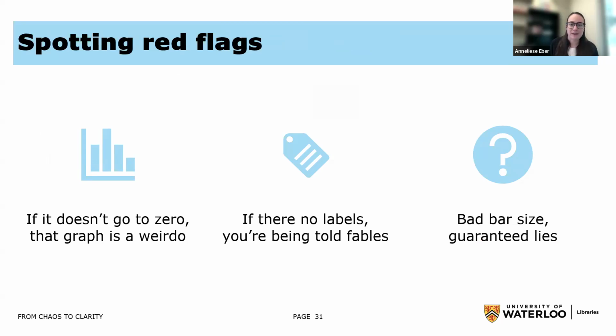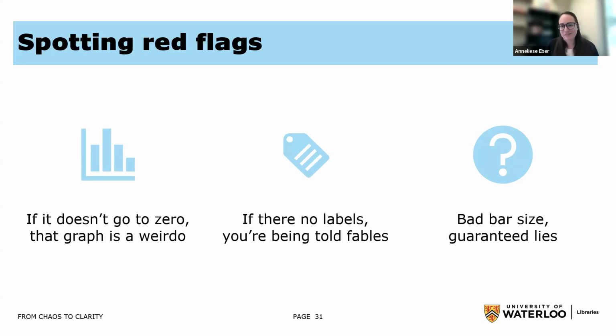And if there are no labels, you're being told fables is another good one. You see a lot of graphs that are put out by various different companies where you're looking at a bar graph or another type of graph and you have no idea what you're looking at, because there are no labels and no scales available. It might not make the data incorrect, but it often leads to biases or deceptive practices in data and marketing when you can't really tell what you're looking at.